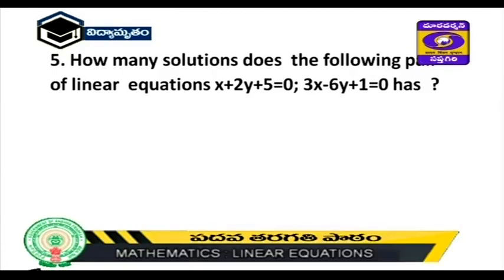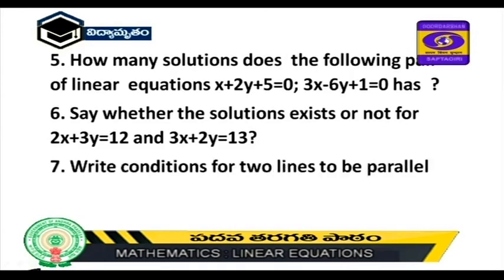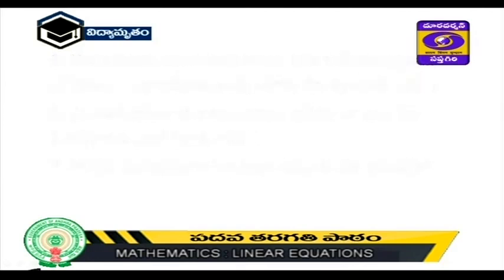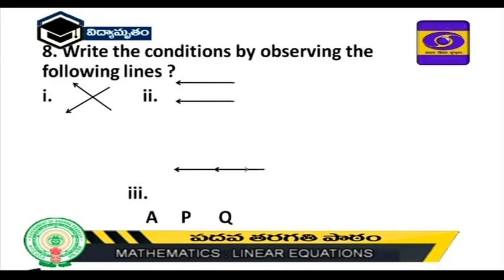How many solutions does the following pair of linear equations have? These types of questions are also important from the examination point of view. Say whether the solutions exist or not for these two equations. If these lines are parallel lines, there is no solution for these two equations. If these are consistent lines, these lines have solutions. Write conditions for two lines to be parallel. Now I am going to give some conditions by observing the following lines. Write the conditions for these lines, first, second and third.